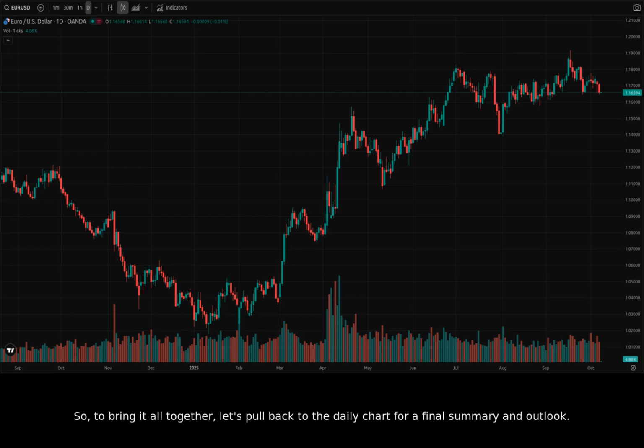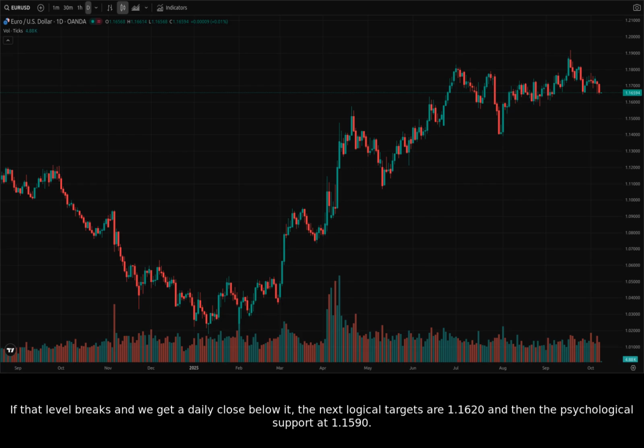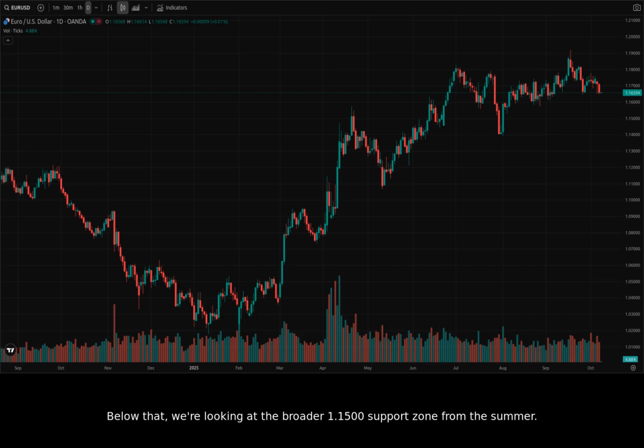So, to bring it all together, let's pull back to the daily chart for a final summary and outlook. The key price levels you must have on your chart are as follows. For support, the immediate and most critical level is 1.1656, a level cited by analysts and confirmed by chart structure. If that level breaks and we get a daily close below it, the next logical targets are 1.1620 and then the psychological support at 1.1590. Below that, we're looking at the broader 1.1500 support zone from the summer.